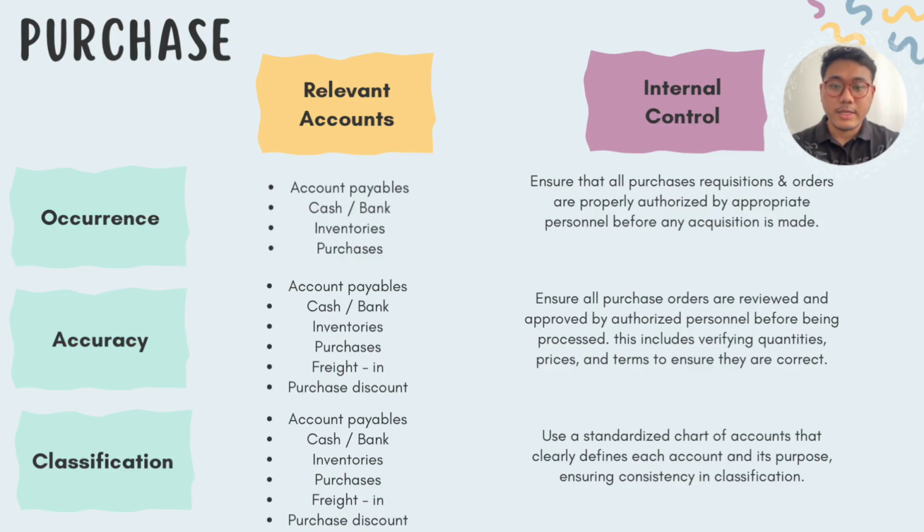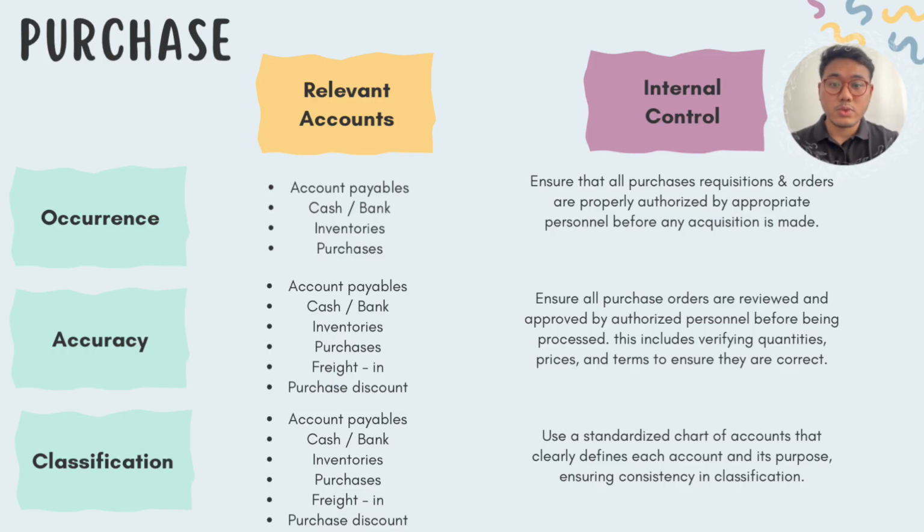First, occurrence. Let's begin with occurrence. This assertion ensures that purchases recorded actually occurred and related to the entity. The relevant accounts here include accounts payable, cash or bank, inventory, and purchases. The internal control measure we use to support occurrence is ensuring that all purchase requisitions and orders are properly authorized by the appropriate personnel before any acquisition is made. This step helps prevent unauthorized or fictitious purchases and maintains the reliability of our records.